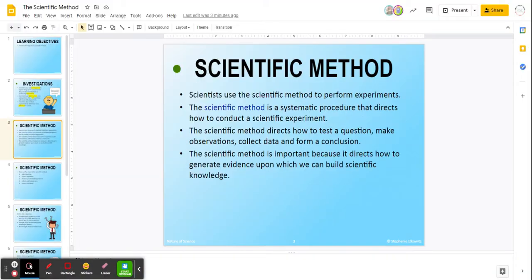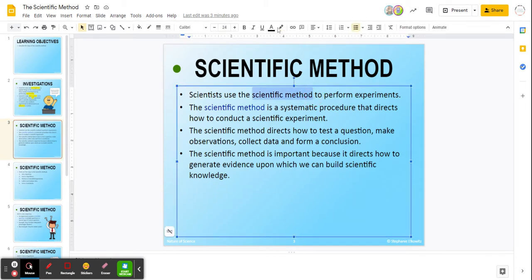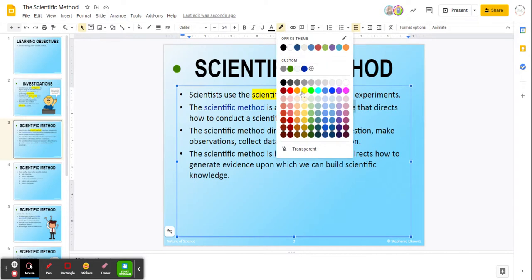The first is scientific method. The next one is scientific method is a systematic procedure. Your next fill-in would be procedure.